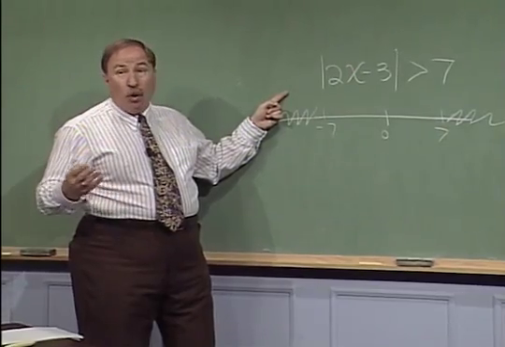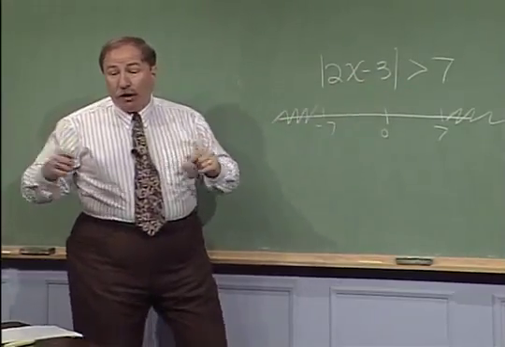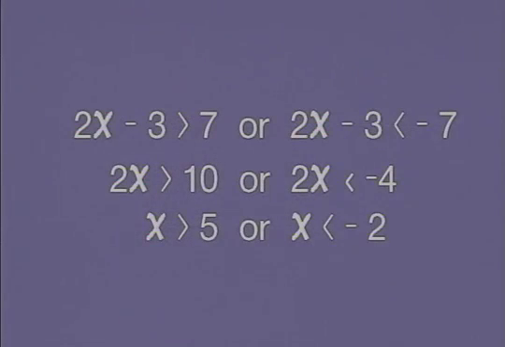So therefore, it's an or situation. You're either here or you're there. Remembering that, we can look at the visual, because in the visual, what we have is the solution. Again, recognizing what the inequality means, we write the compound inequality: 2x minus 3 is greater than 7, or 2x minus 3 is less than negative 7.